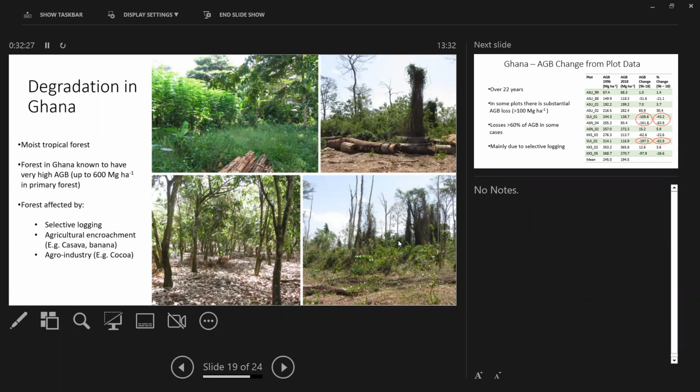There's also understory clearance for this cassava that's being grown, but also for bananas, and also expansion of shade-grown cocoa. A lot of the understories are cleared, because cocoa is so lucrative that most farmers put all of their land to cocoa and then use the forests for growing their subsistence crops.